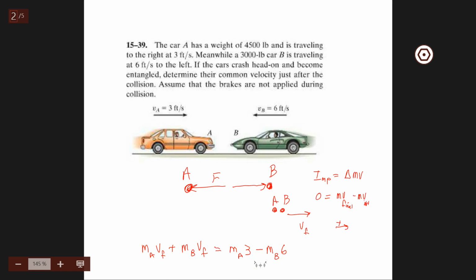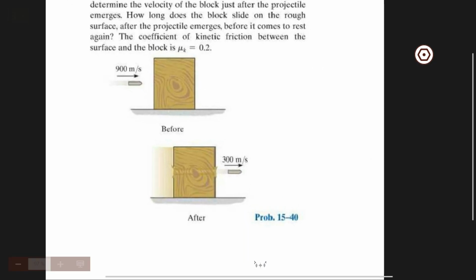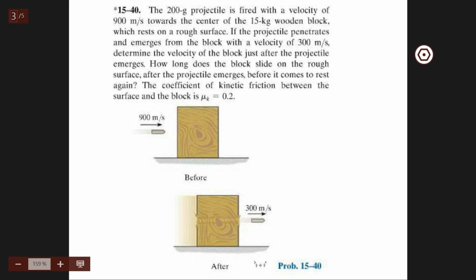Okay, shall we do another one? How about this one? I think this is actually a homework problem. So you'll be able to see if I get it right or not.